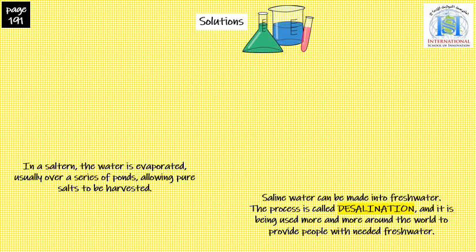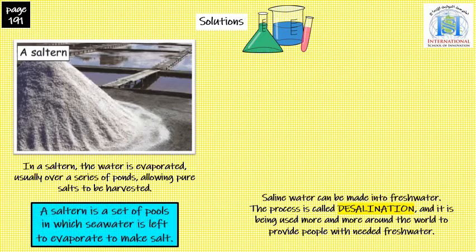Seawater is also a homogeneous mixture. It tastes salty because it contains salt, but we cannot see the salt particles. Seawater is a solution because it contains salt particles that are dissolved in water, right? We cannot see these salt particles. But can we take salt from seawater? Yes, this happens in salterns. A saltern is a set of pools in which we leave seawater. The water evaporates, leaving the salt behind, and this salt is used, okay, by people.